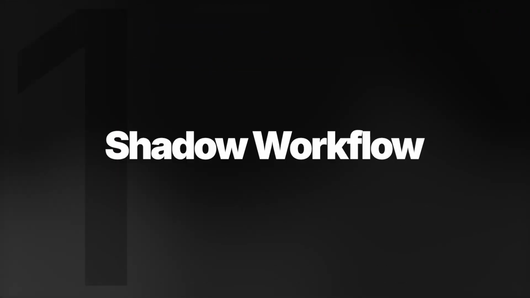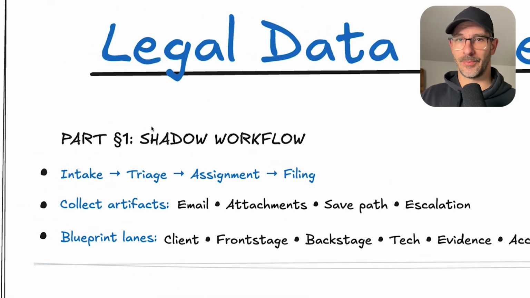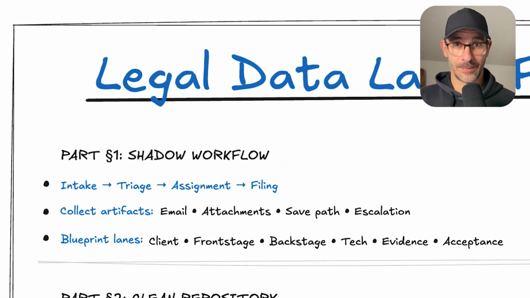Step number 1 is you're going to shadow the people that are actually doing the manual process. In our example, the incoming contracts. From start to finish, ask simple questions. How did it arrive? How do you know the type? Where did you save it? What happens if something looks odd? Who do you escalate to? And then map the flow. Intake, triage, assignment, filing, all on one page. Keep it simple, like you're explaining it to a 3-year-old. That exposes the steps that usually break downstream.